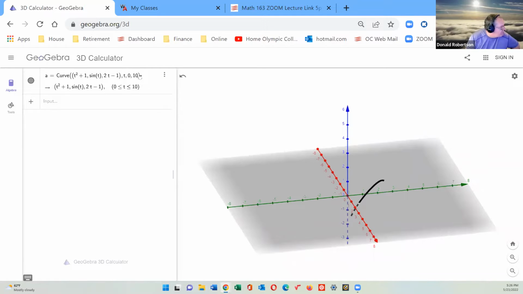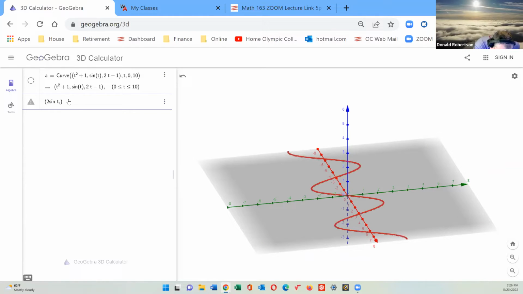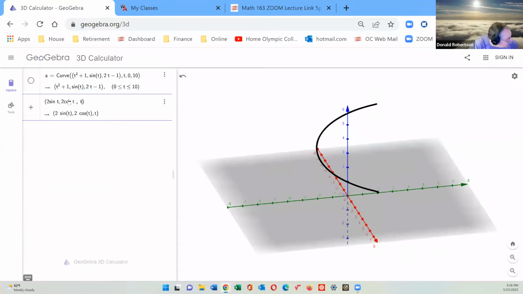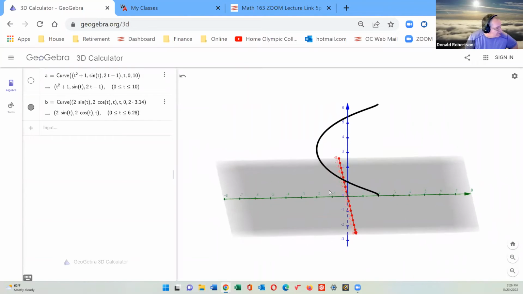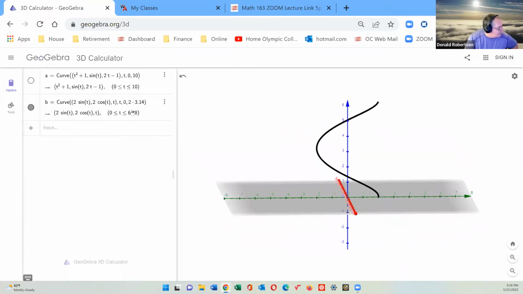So let me show you a very common one. I'll just hide that one. It saves me having to rub it out. And this time I'm going to put in 2 sine t, comma, 2 cosine t, comma, t. And I'm going to expand this a little bit. I'm going to make it, I don't know if that's too many, but I'll find out. I'm going to make it go 0 to 20 pi.